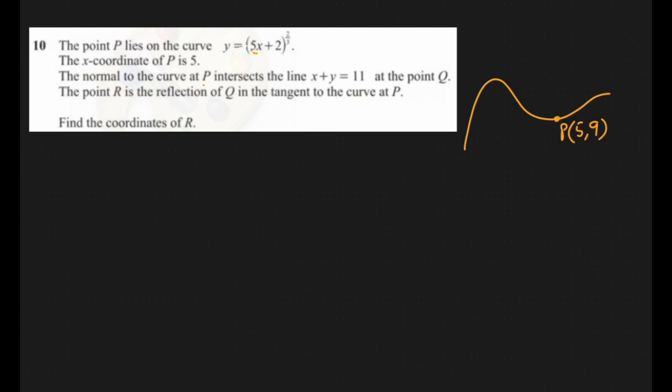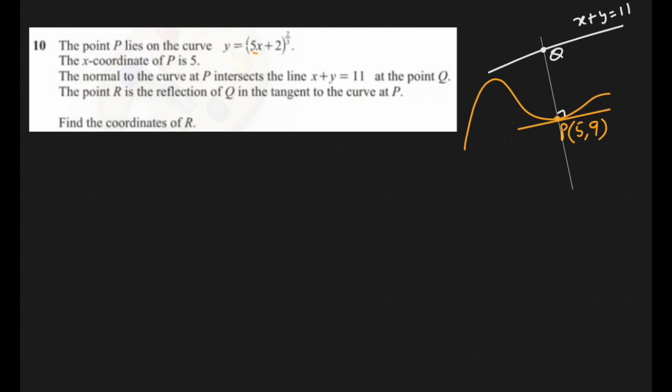The normal to the curve at P intersects x plus y equal to 11 at Q. So this is the tangent, right? So the normal will be this line, the normal. It crosses another equation which is x plus y equal to 11. Let's say that is the equation, x plus y equal to 11, at Q. Okay, this is the normal.